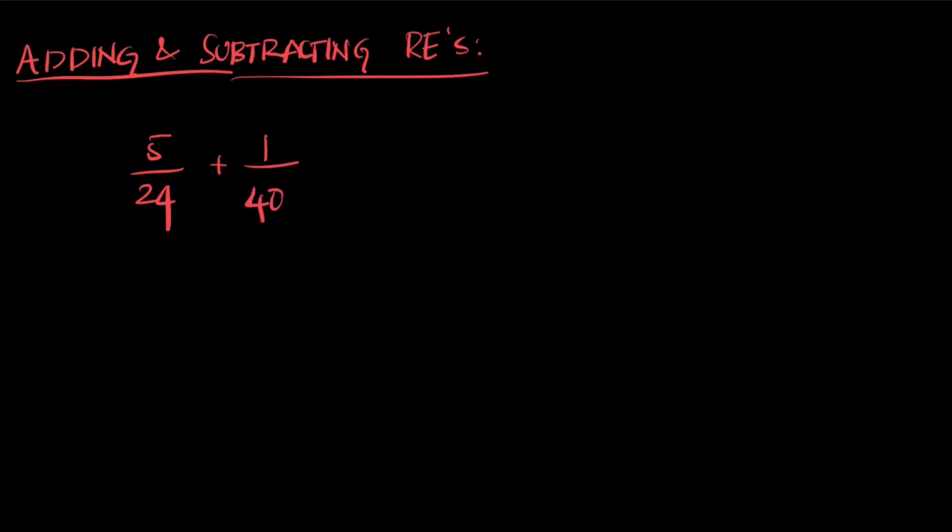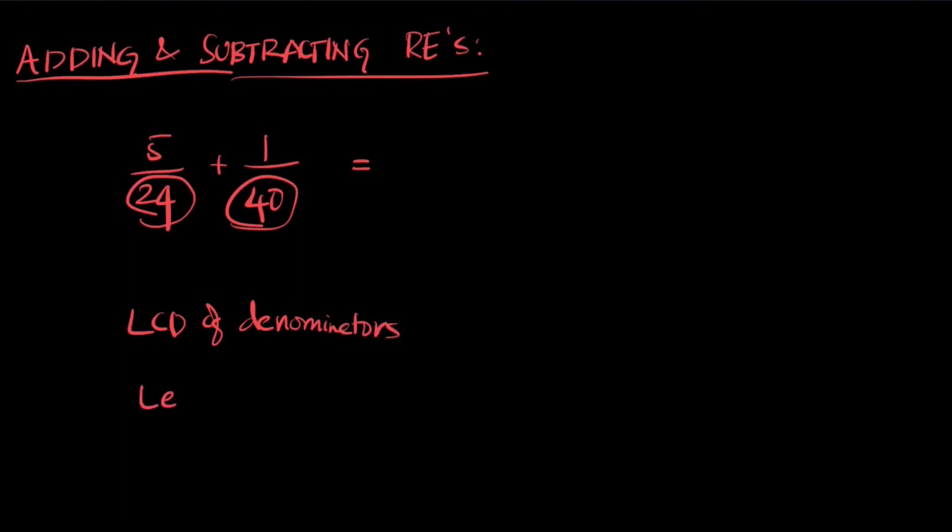The way we add these is we try to find the LCD of the denominators. The LCD represents the least common denominator. The least common denominator is the number that you can divide by both 24 and 40, ending up with a remainder of 0. So that number for 24 and 40, if you remember, is 120.